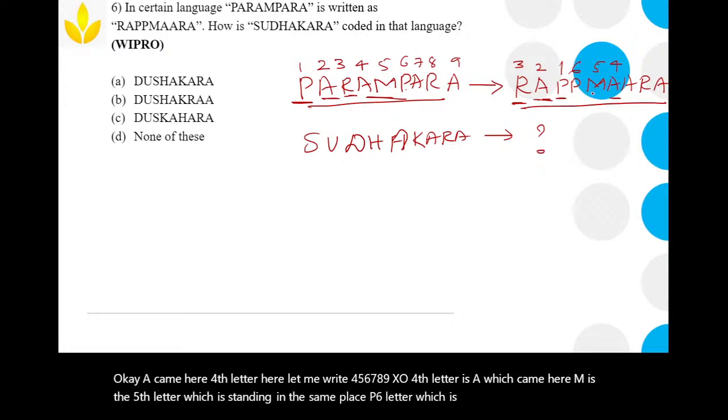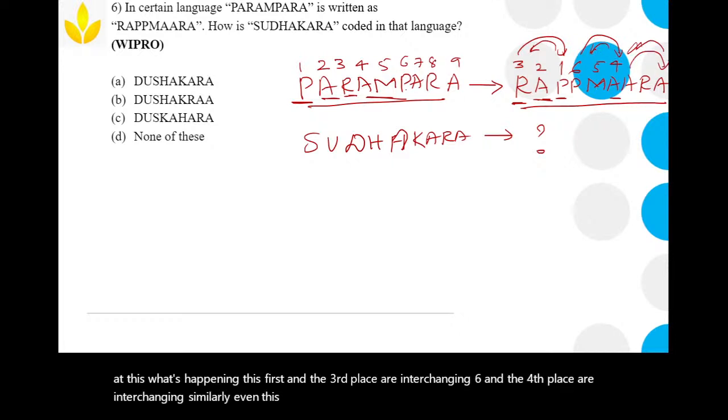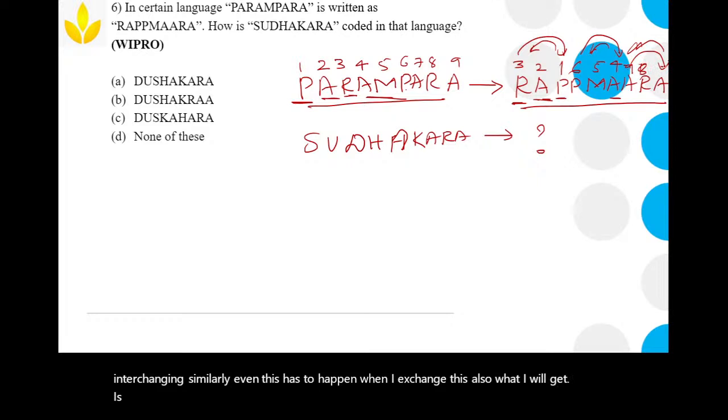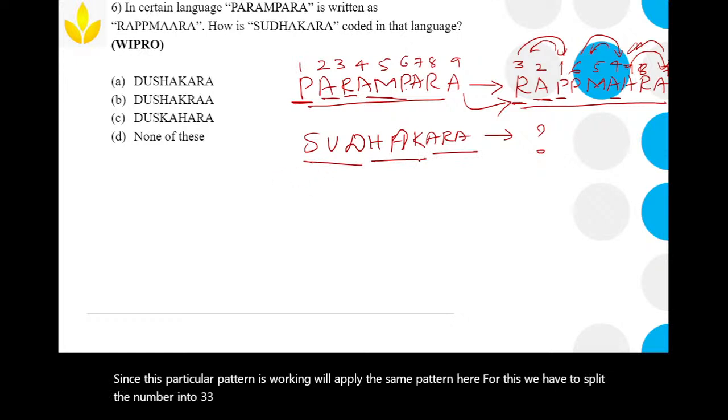So when you look at this, what's happening? This first and the third place are interchanging. Sixth and the fourth place are interchanging. Similarly, even this has to happen. When I exchange this also, what I'll get? A is a 9 and then 8th letter and 7th letter. Since both the letters are same, even then it is an exchange only. Now, since this particular pattern is working, we'll apply the same pattern here. For this, we have to split the number into 3 numbers, correct? Now, I split them into equally 3 numbers. Keep the middle letter as it is and exchange these two letters.